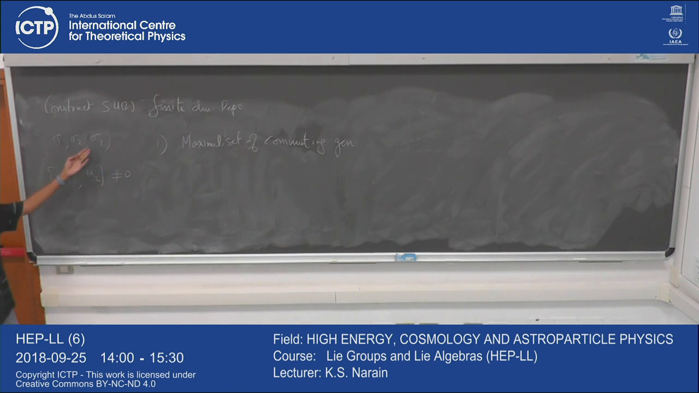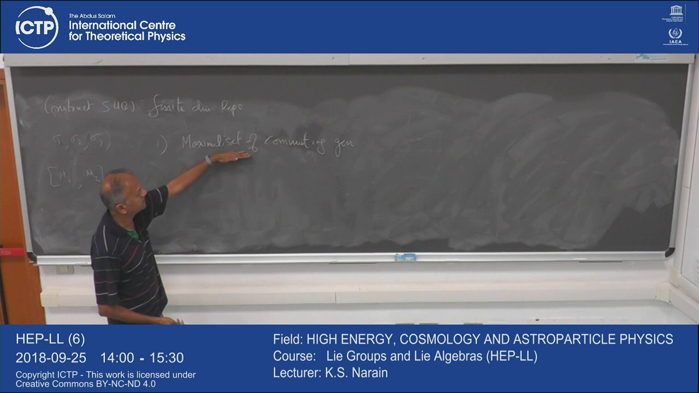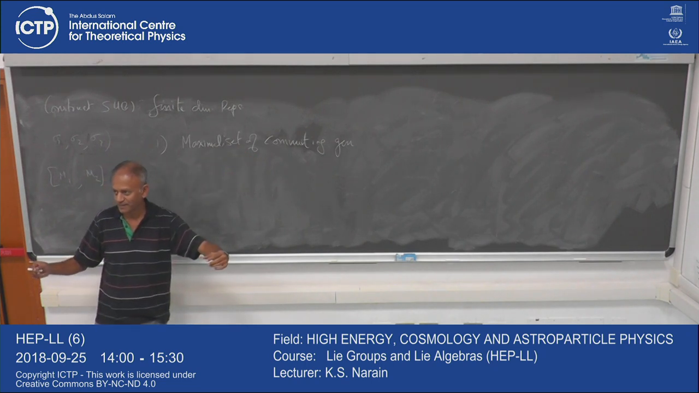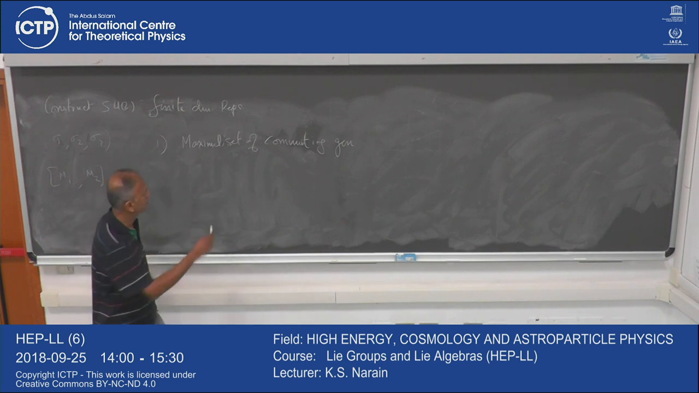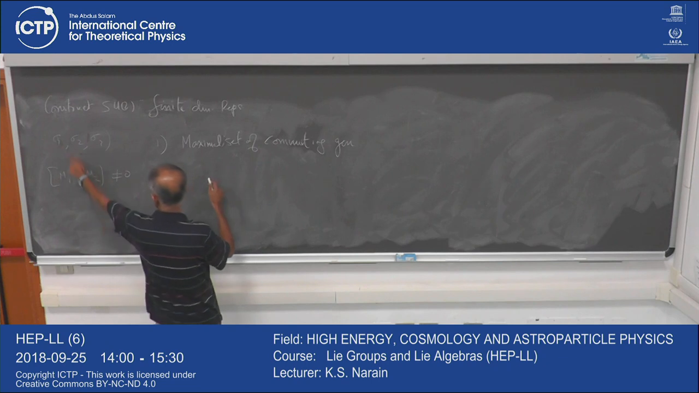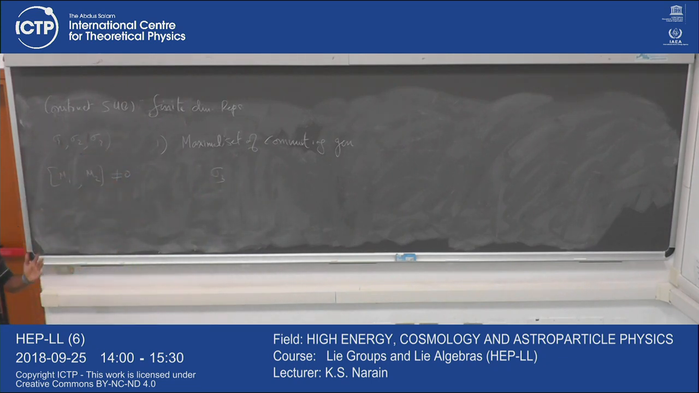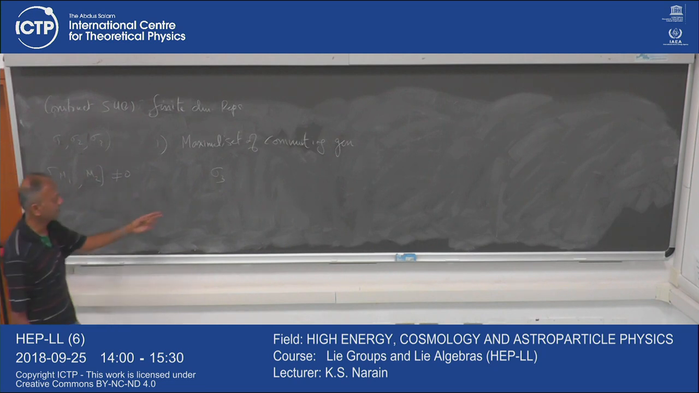I can pick any one of them, take sigma 3. But once I have picked up sigma 3, I cannot put anything else in that set, right? Because neither sigma 1 commutes with sigma 3, nor sigma 2 commutes with sigma 3, right? So here, in this case, this maximal set just consists of one generator, which means it's a one-dimensional subspace of the Lie algebra, okay? I could have chosen any one of them, but let's just choose sigma 3, because sigma 3 already is diagonal, right?